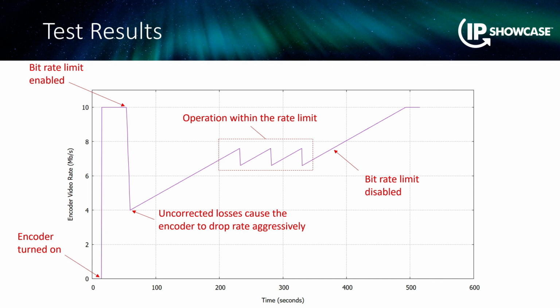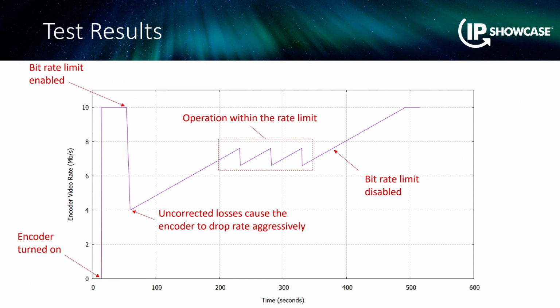And then what happened here, I turn off the simulator, it goes back up. So in this area here, the encoder basically operated inside the bandwidth envelope that it could operate. And there were no uncorrected packet losses here because it backs down before things get bad.